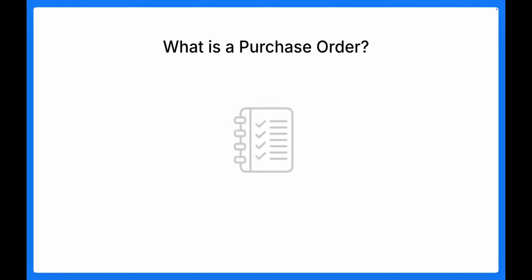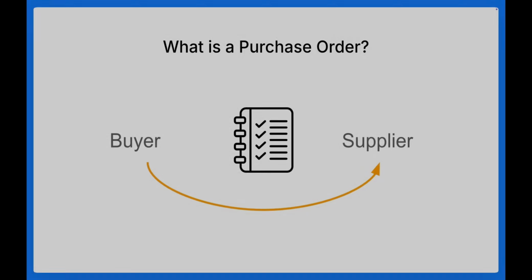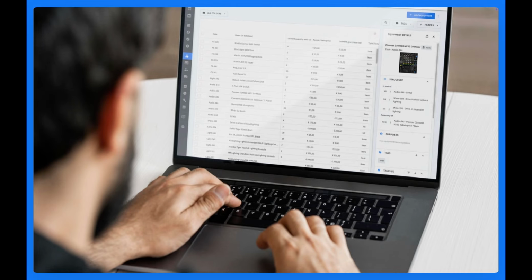A purchase order, or PO, is a financial document created by a buyer to formally request goods or services from a supplier. It includes the contents, price, and delivery date, and serves as a binding agreement. In your case, you're the buyer, sending this request to your supplier.